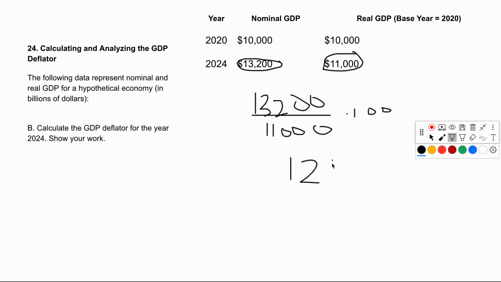It's kind of like our CPI. But what a lot of times I've seen on the AP exam is that they try to trick students. They'll bring up 2 different years or 3 different years, and they'll ask you to calculate a GDP deflator for 2024 or 2020, and then students use the wrong years. Like they'll use 13,200 divided by 10,000, or they'll look for the percent change over time. Remember, GDP deflator is simply nominal over real. It's not taking into account different years specifically.